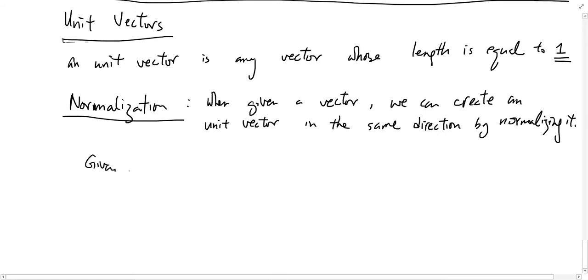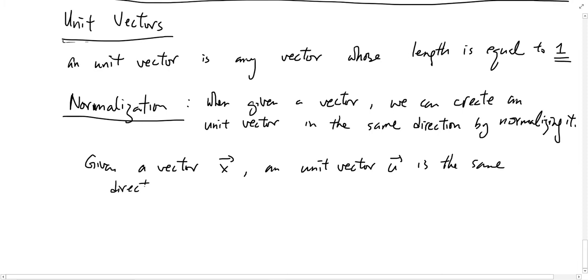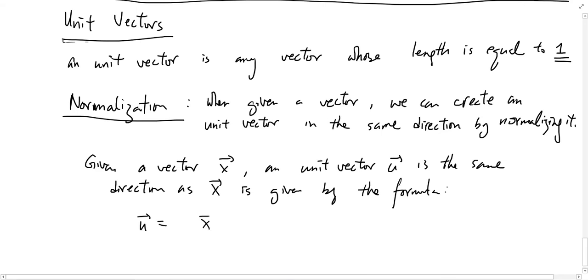Well, let's say we're given a vector x in Rn, and the unit vector u in the same direction as x is given by the formula right here. So how do I find vector u? Simple. I simply take vector x and multiply by some scalar to allow me to scale it down to length 1. So how do I do that?